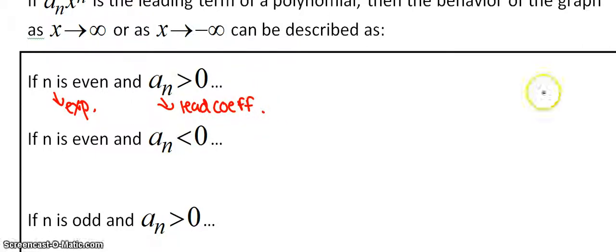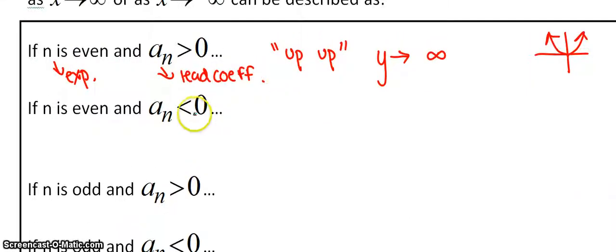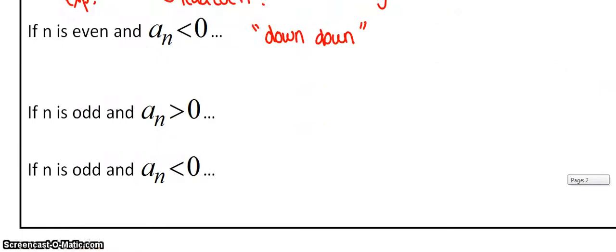And I like to relate this to something like a parabola. So we have an even exponent, and our coefficient is greater than 0. It's going to look like a parabola, something like this. So our ends will be up, up, facing up. Or as your x values go to negative infinity or positive infinity, your y values will both go towards positive infinity. So they're going up forever. If n is even and the lead coefficient is less than 0, it'll be down, down. So looking at patterns, coming up with a theme.